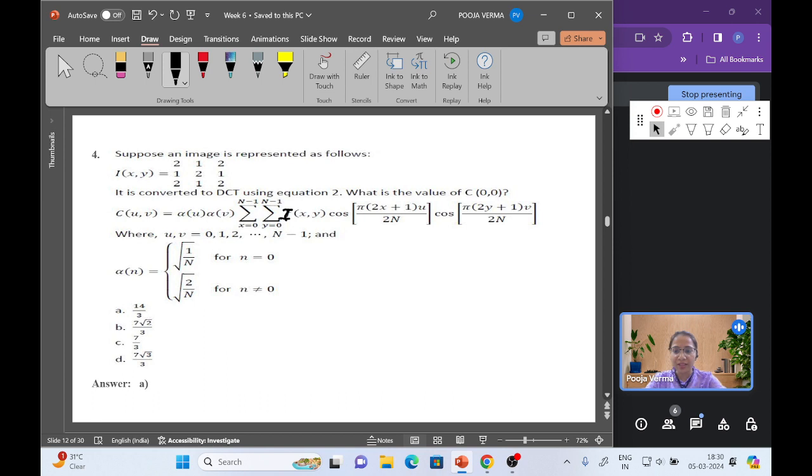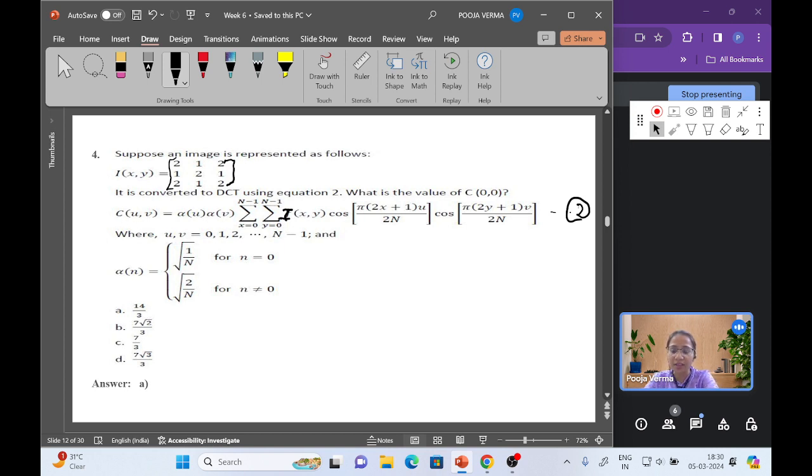Suppose an image is represented as I of x comma y. This is a matrix, and it is given that at any point of time it is converted to DCT using equation 2. This one is equation 2. What is the value of C00? What is the value of that C00?